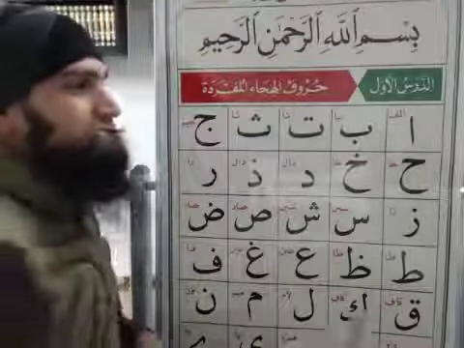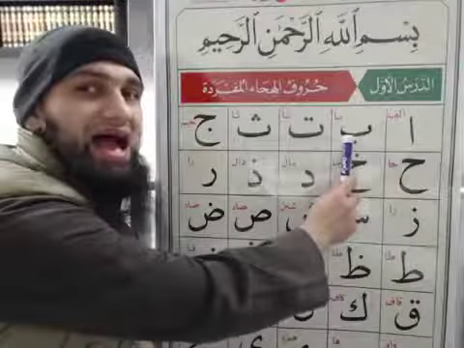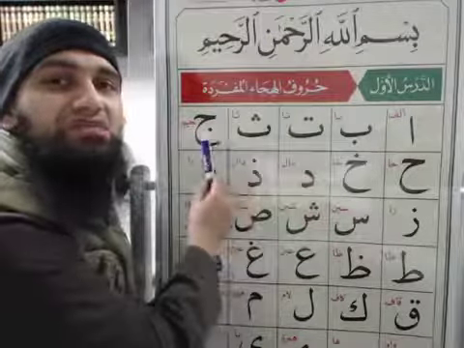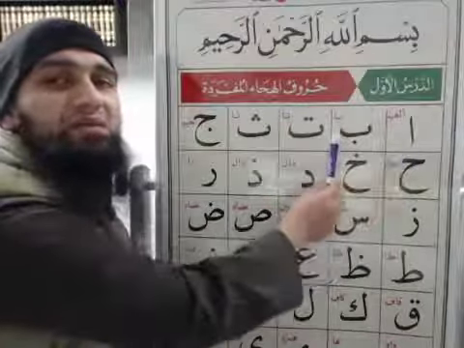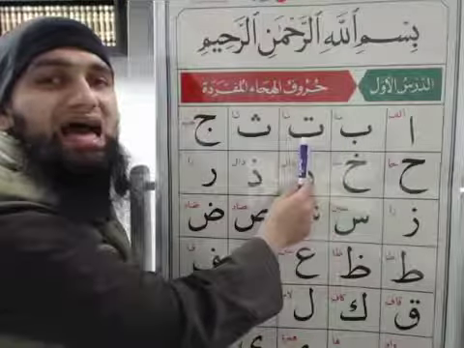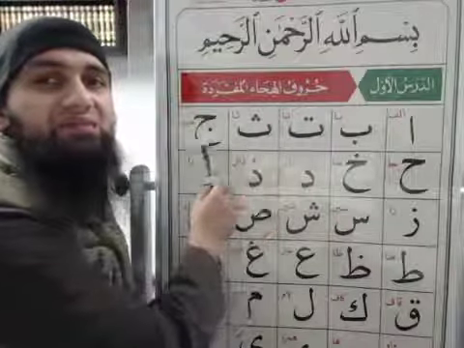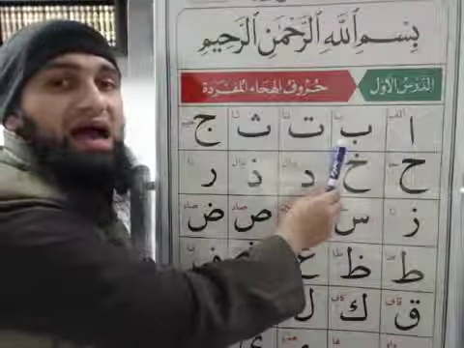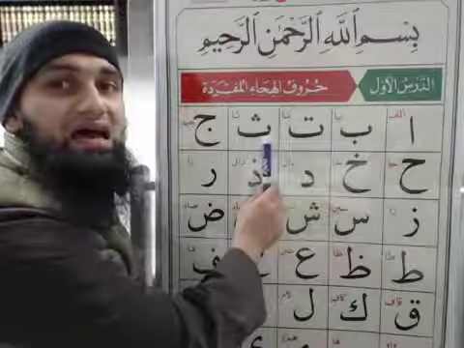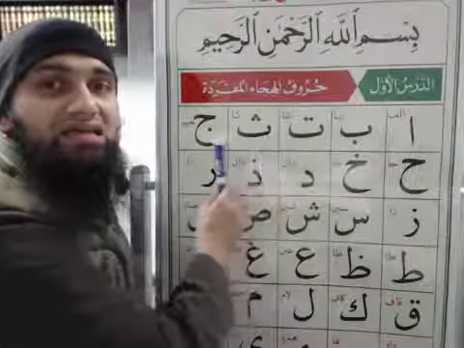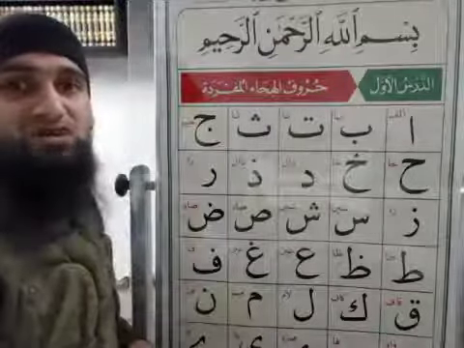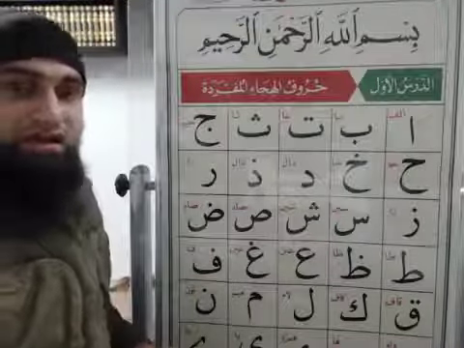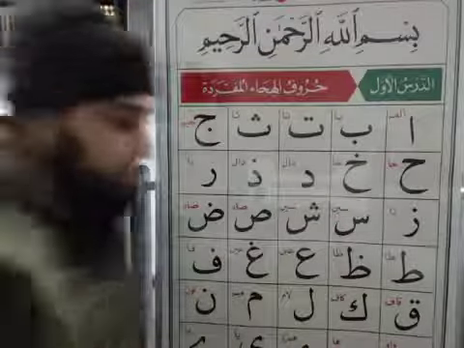Jim. Okay. Alif, ba, ta, fa, jim. Alif, ba, ta, fa, jim. Alif, ba, ta, fa, jim. Okay, we got 5 letters down. Okay, now next letter.